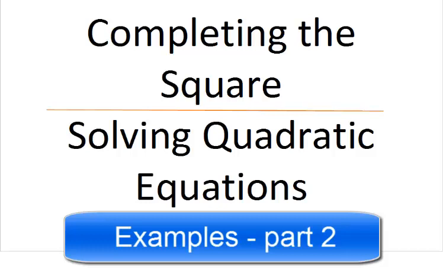Completing the square, solving quadratic equations. This is the second video of recording examples, as well as I'm going to show you something else that completing the square has done for us along the way.